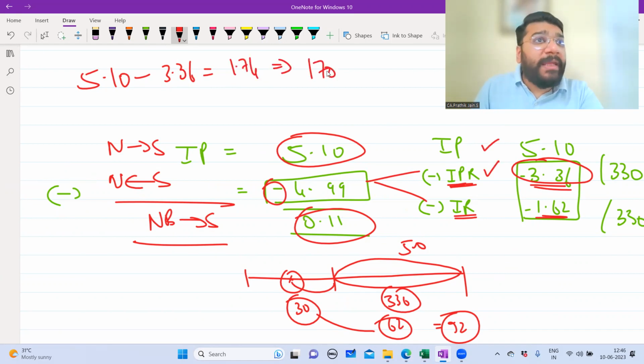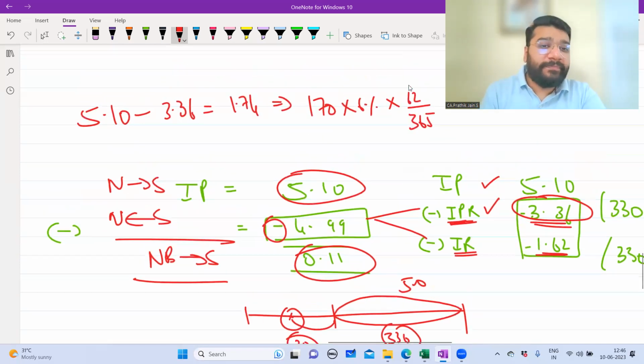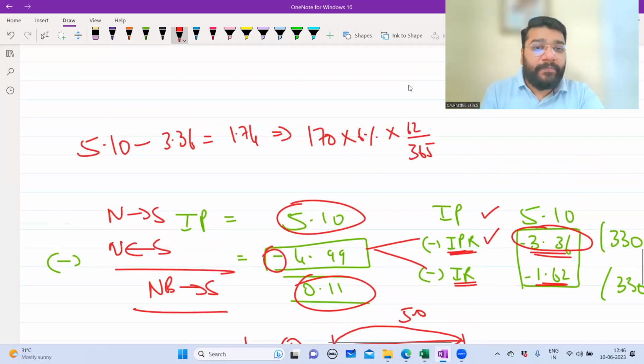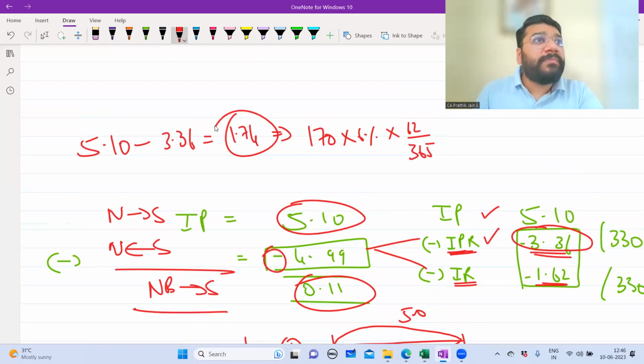Sir, 170 is pending. 170 into 6% into 62 divided by 365. How much? 1.74. Same you're getting? What is this 1.74? You thought that the original 500 will not be paid.